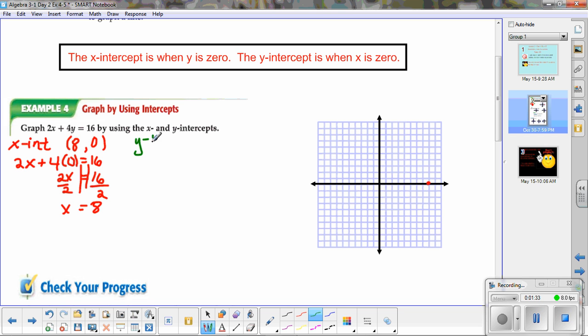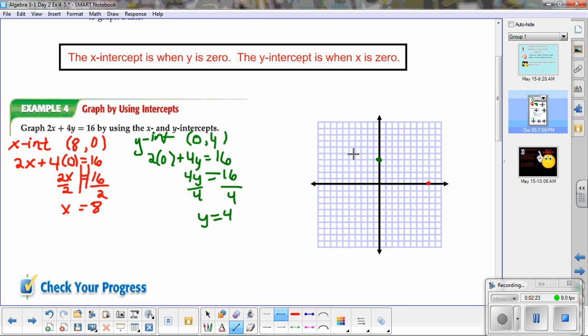Now the y-intercept. The y-intercept is when x is 0. So I'm going to plug in 0 for x. 2 times 0 plus 4y equals 16. When we simplify that, we end up with 4y equals 16. Divide both sides by 4. y is going to equal 4. So our y-intercept is at (0, 4). So now I'm going to connect those 2 points with a line. We're going to put arrows on the ends to show that it keeps going in both directions.